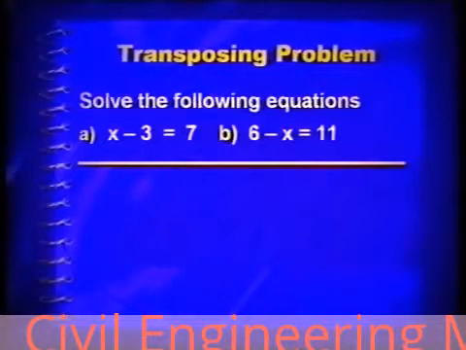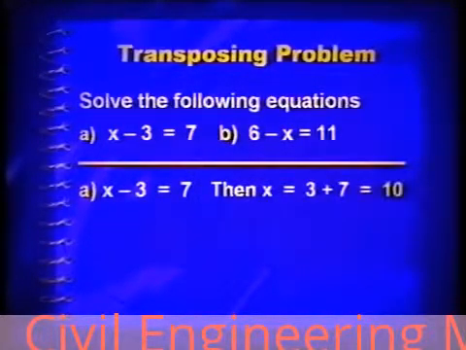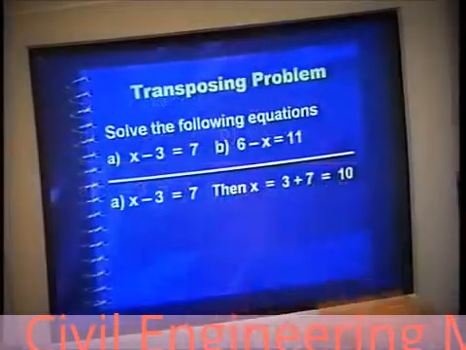Transposing problems. Solve x minus 3 equals 7. First of all, bring the negative 3 to the other side, it becomes positive 3, and that becomes a total of 10. You can always check by substitution: 10 minus 3 equals 7.